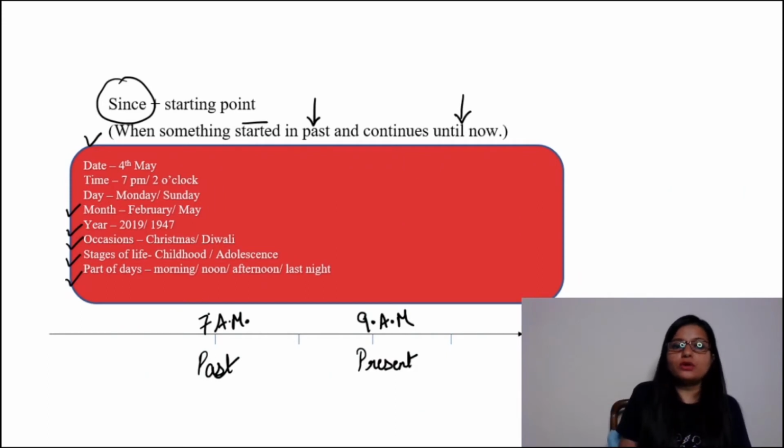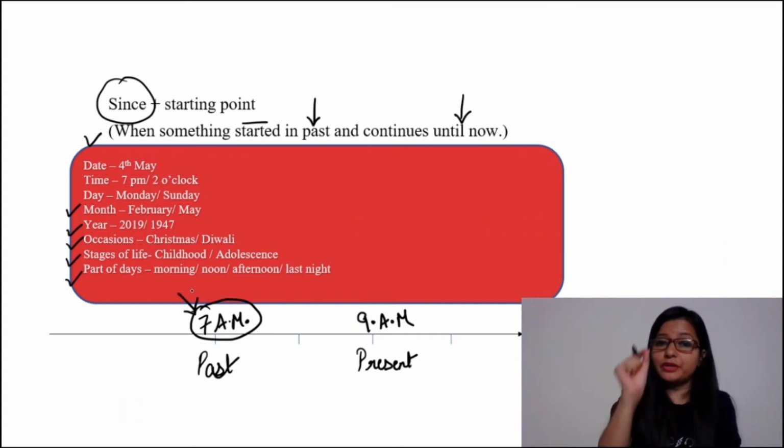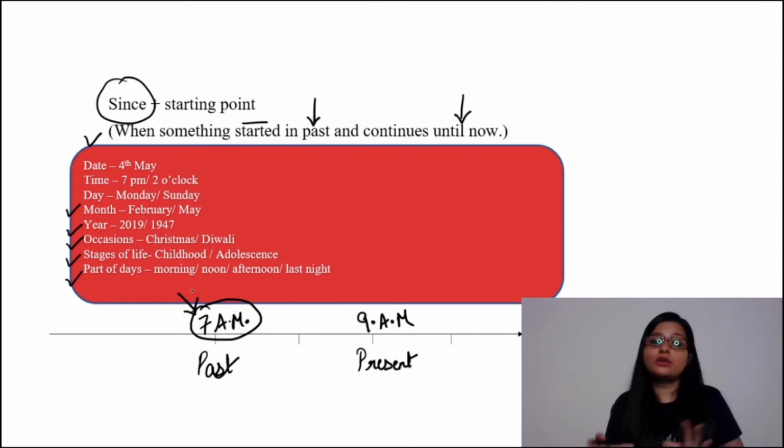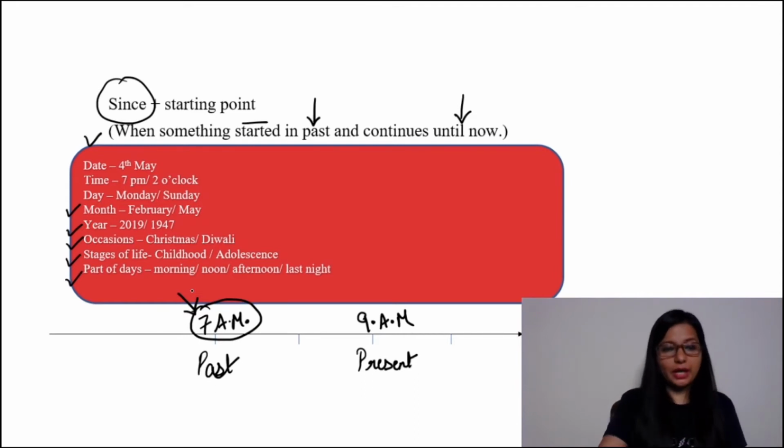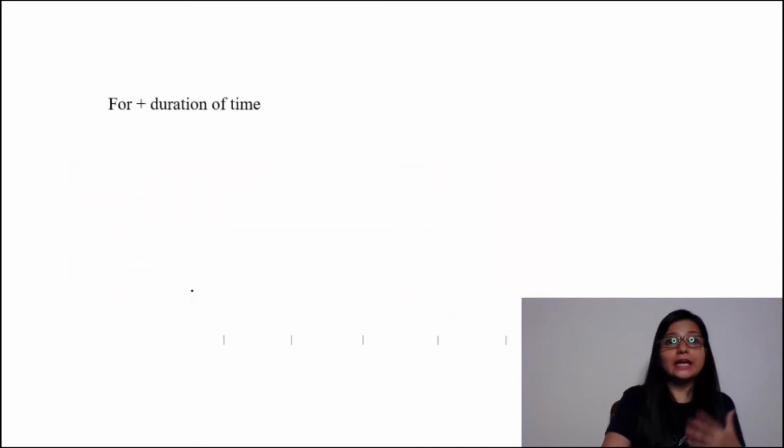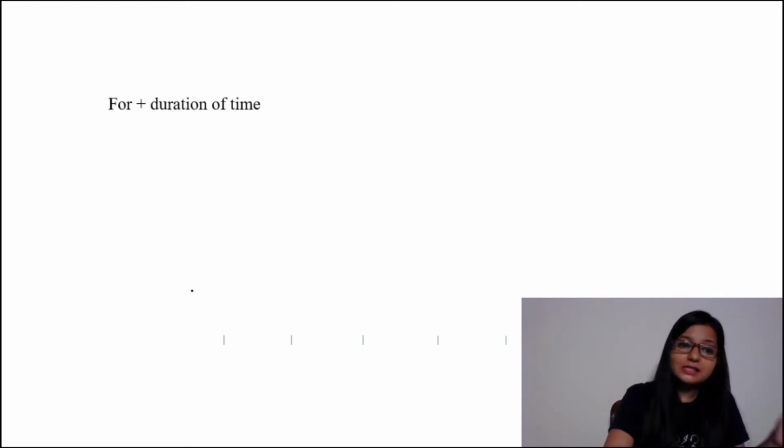Okay, when you want to express the starting point, the definite point, you will use since. I have been waiting for the doctor since 7 a.m. Got it? But let's talk about for. It tells you about the duration of time. Now what is the difference between the usage of since and for?